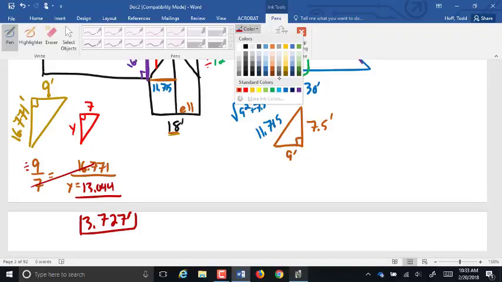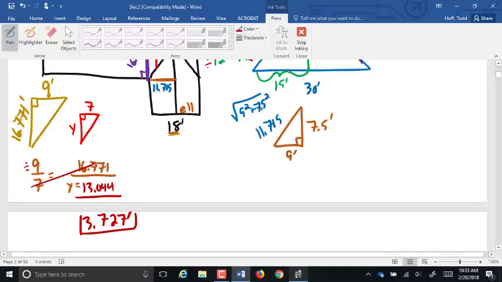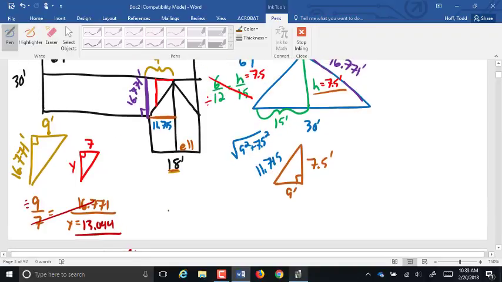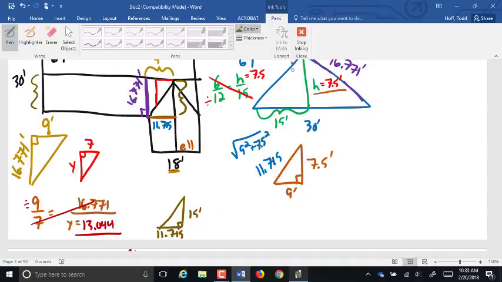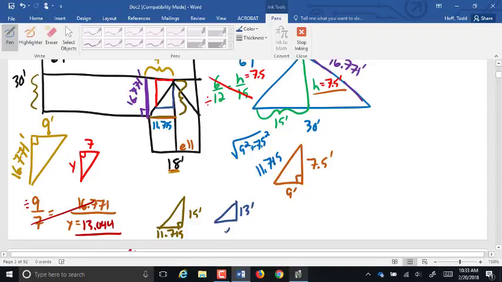On the L side, I'm going to start out with this triangle. This is the 11.715. Here, what's this distance? 15 feet, right? Then I'm going to shrink down to the next one right here, where that distance would shrink to 13 feet. We'll call that X.